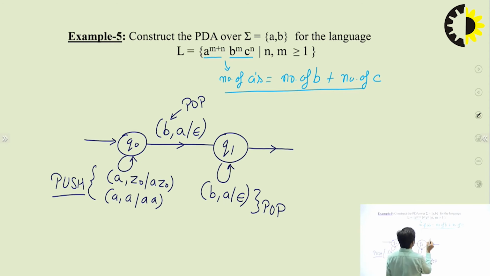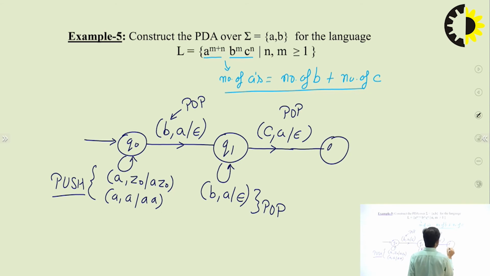Now all the B's are over corresponding to A. Now C is the input and top of the stack is A. Again perform the pop operation, and I will reach state Q2. Again pop the element corresponding to A, C. Now again C is the input, top of the stack is A, pop the element. So here there is a pop operation.